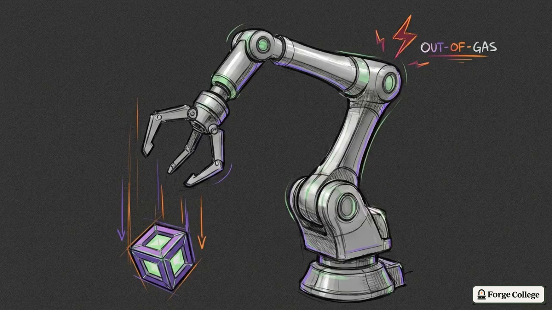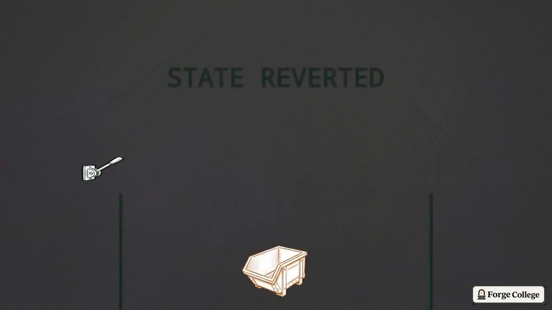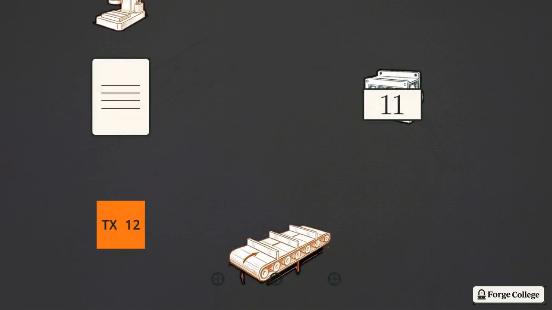But sometimes a task fails. Imagine a worker arm runs out of power, what we call an out-of-gas error, and drops the item mid-process. This triggers a revert. The network undoes every storage change and balance transfer made during that transaction, returning the state to exactly how it was before the transaction started.